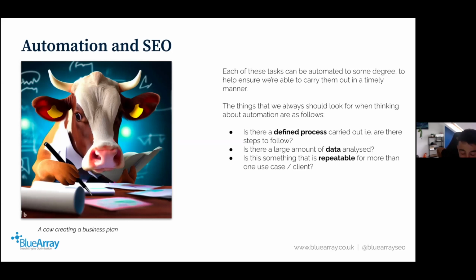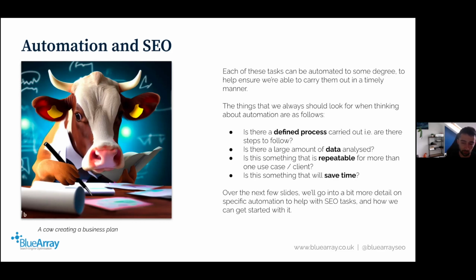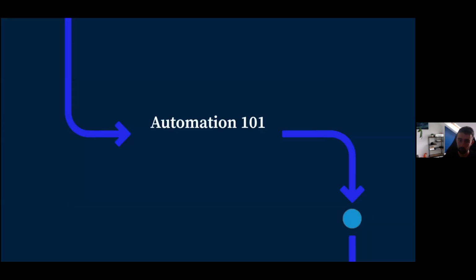There's no point, or there's less point automating something that is a single use case than something that is kind of applicable across all of our clients. And is this something that will actually save time? If I'm doing a process every day that takes 5 minutes, or even less than that, it takes 1 or 2 minutes, there's limited value in me kind of automating that. Whereas if there's something I do every day that takes an hour, and I can automate that and get it down to 5 minutes, that's a much greater time saving. And over the next few slides, we're going to go into a bit more detail on specific automation and how we can get started with it.